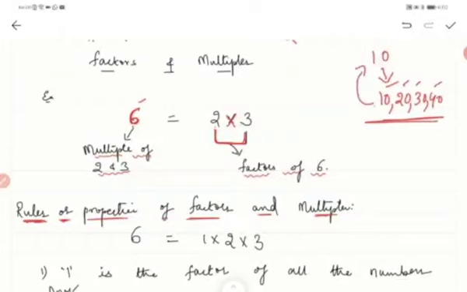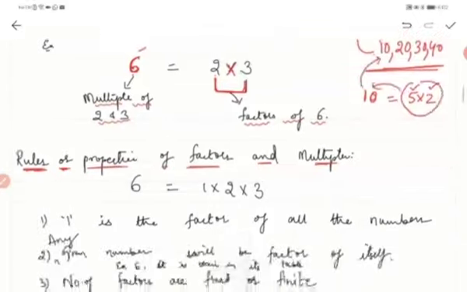All right, factors, what do you mean by factor? This 10, you can write it as 5 2s are 10, isn't it? So these two are factors of 10, and the multiples of 10 would be these.